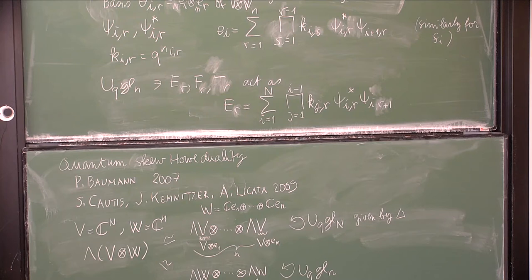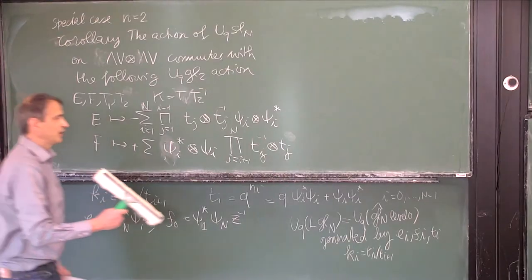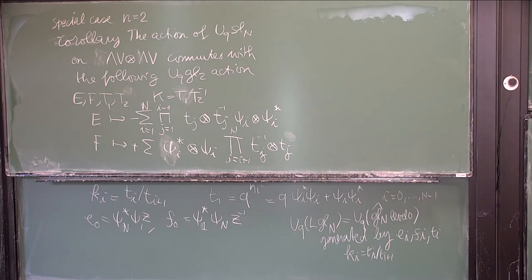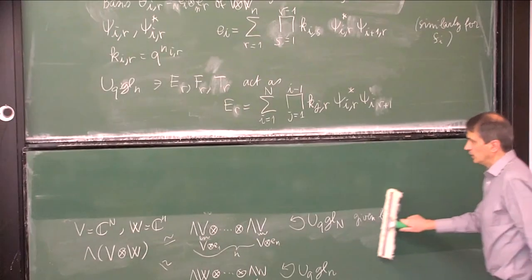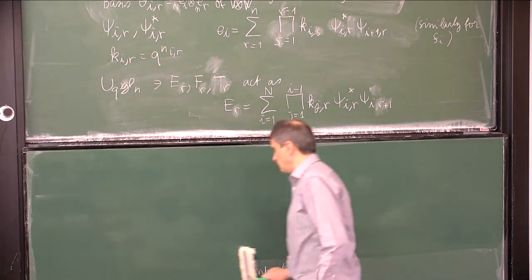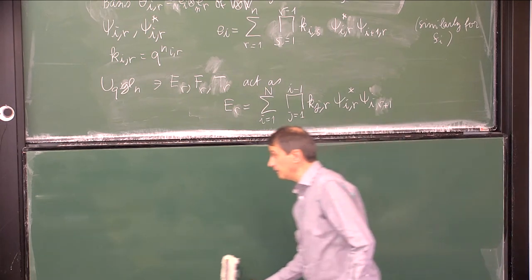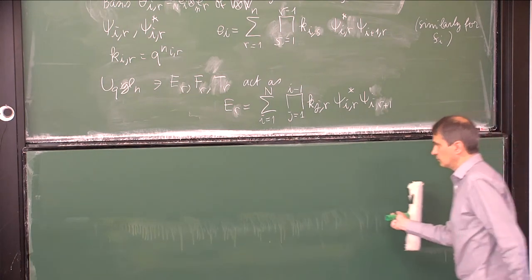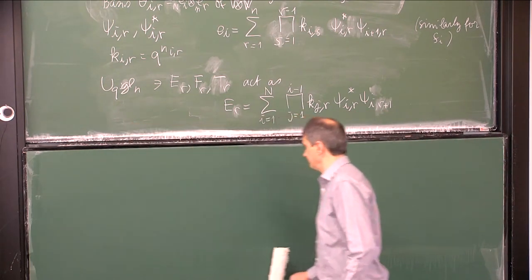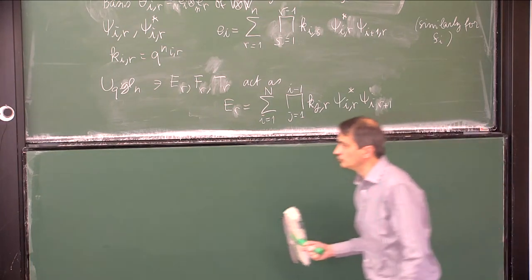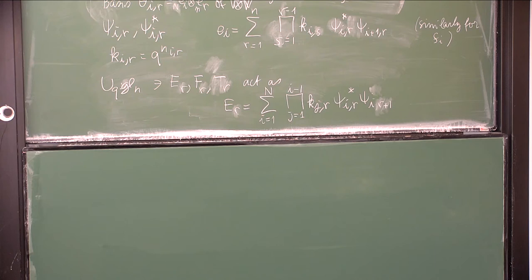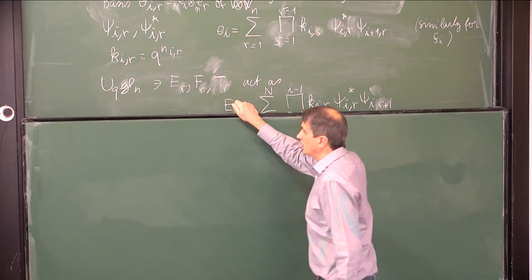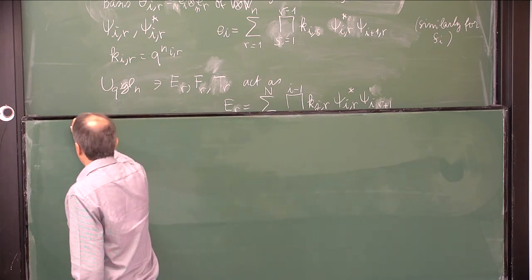And the end result will be that these R matrices can be rewritten in a transparent way in terms of this action of U_q(sl_2). And then I will explain the relation to dynamical quantum groups. Right, so, computation of R matrices.